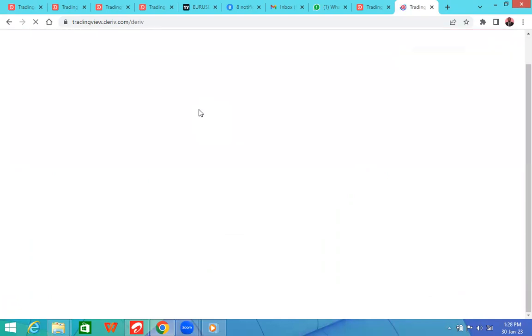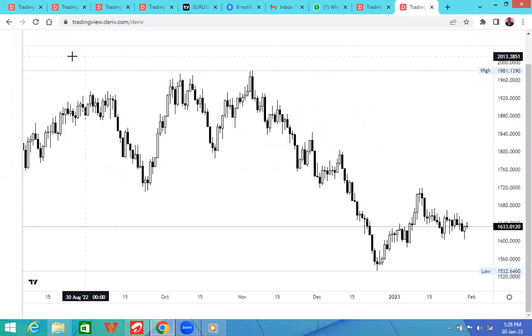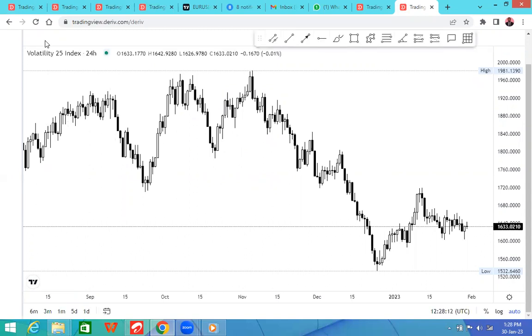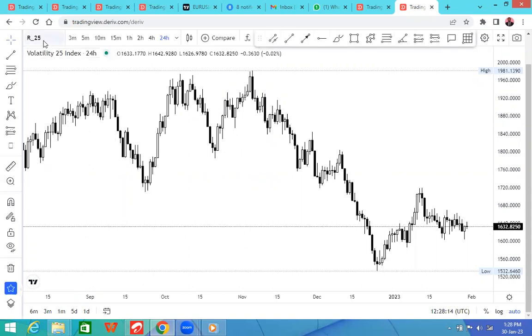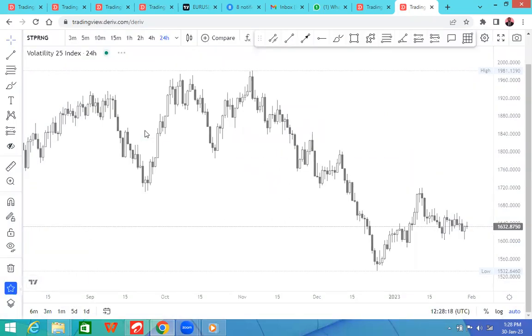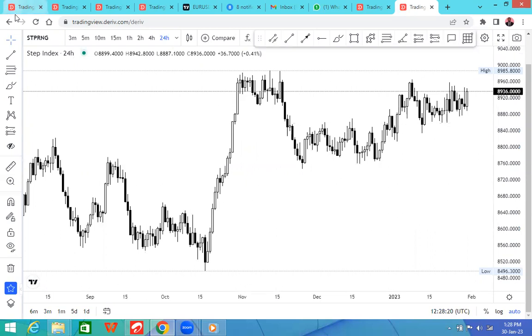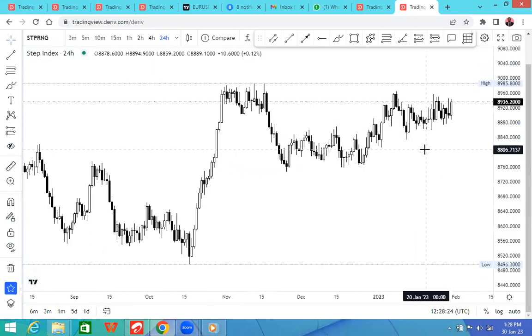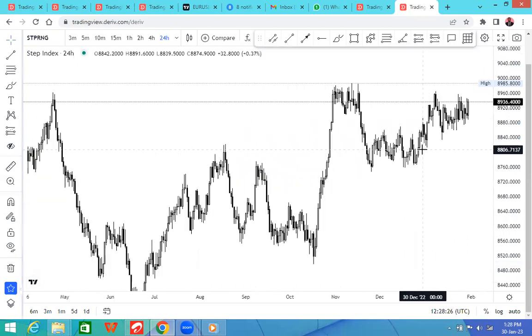What I was looking at yesterday. First, we take our structure from the daily, right? So let's look at daily. Let's see what the daily structure is. Step Index, we take our structure from the daily. So let's see together. All right. This is daily, 24 hours.